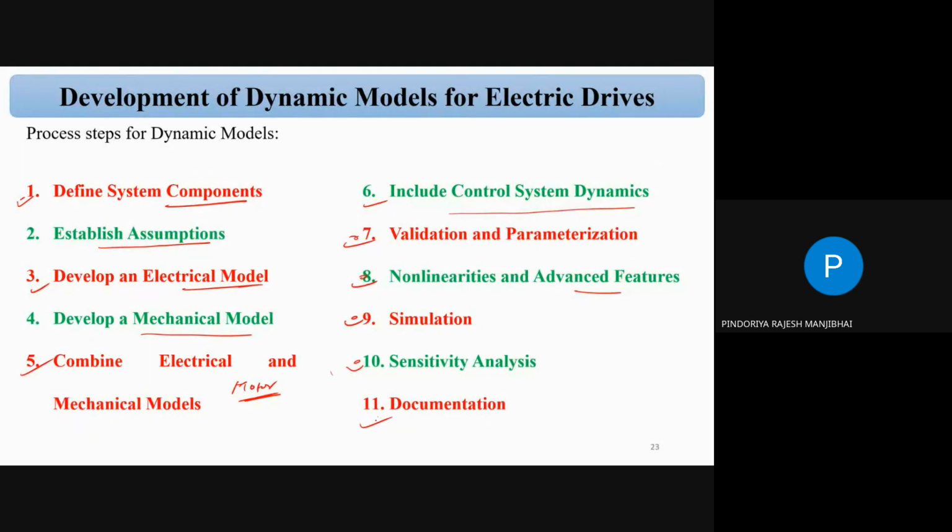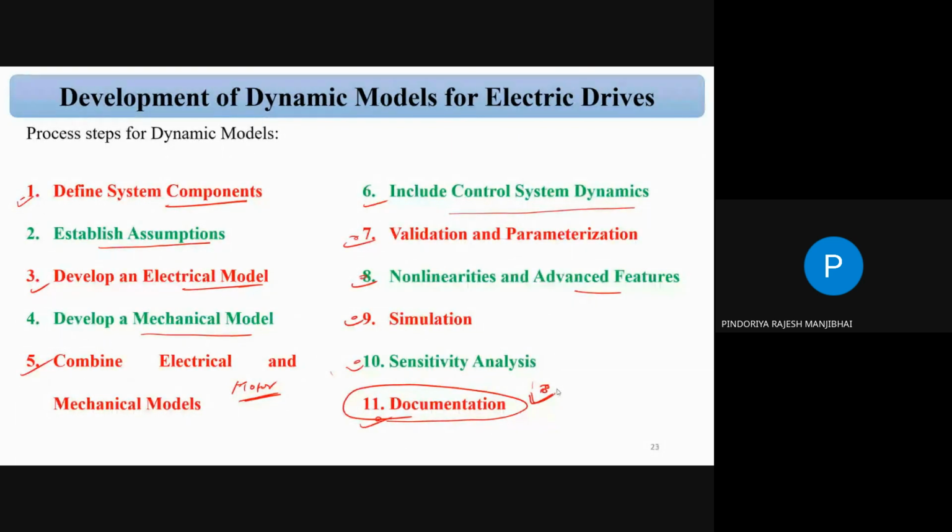And finally, we can say step number 11 is documentation, correct? So we have to report every condition and every step in written proof. Finally, we have to make one simple report on that dynamic model. So these are the total 10 steps. This documentation is the most important part, correct? Whatever we are doing, we have to make proper notes so we cannot forget any concept. So that is the final step, documentation. So the 10 steps are the most important part, and the 11th is documentation, correct?